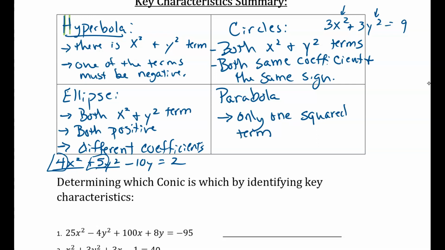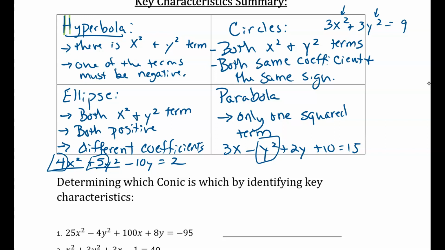Okay, so only one squared term. The cool thing about having only one squared term is that it's really easy to see. You could have something like 3x minus y squared plus 2y plus 10 is equal to 15. I know that's a parabola because the y is squared, the x is not. And it doesn't matter if they're positive or negative with parabolas, which is really cool. But you only have one squared term.